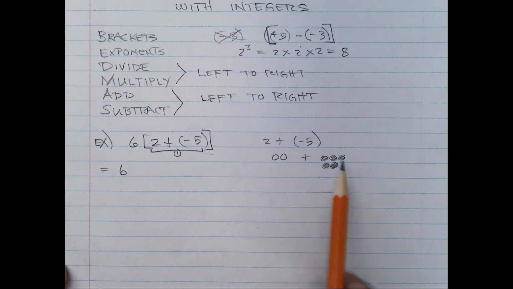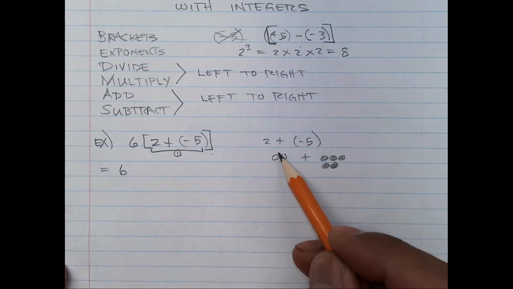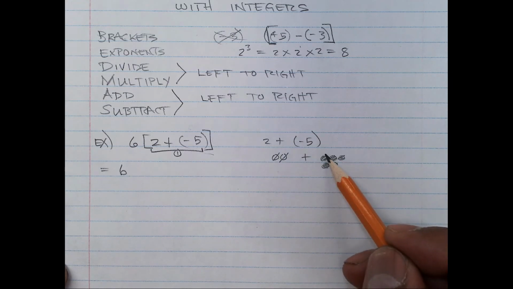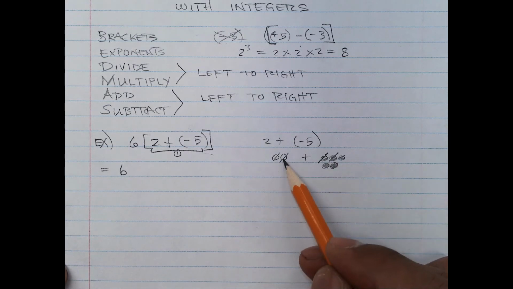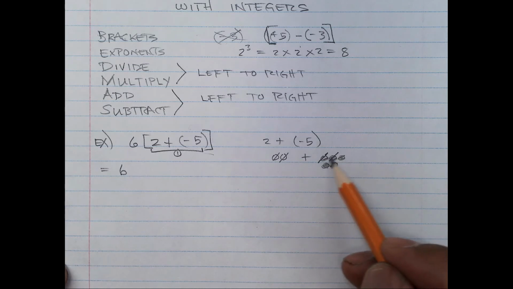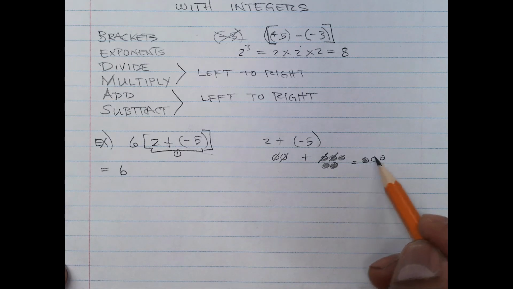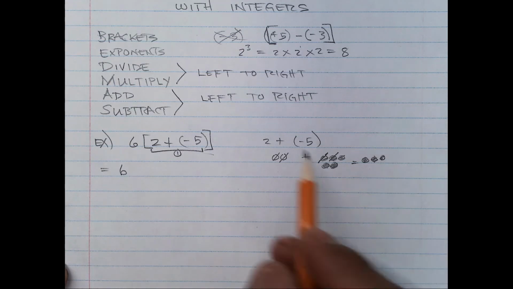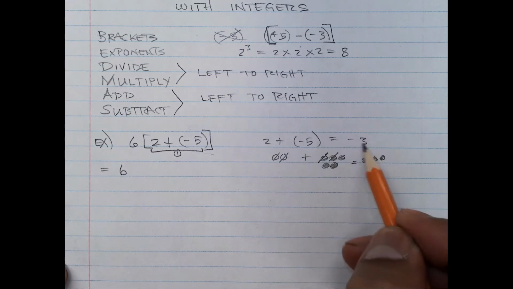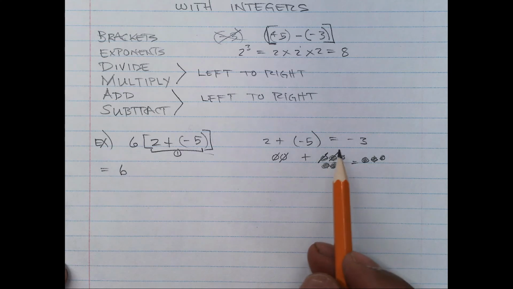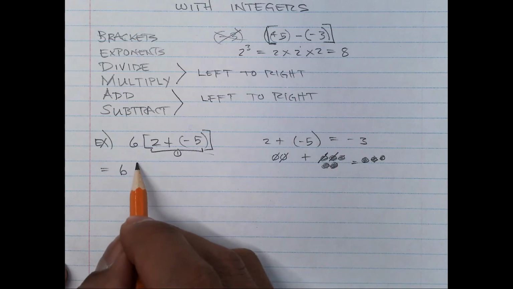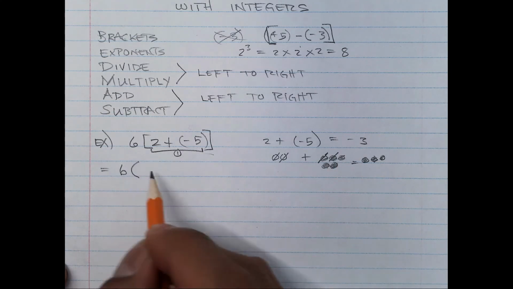Now that you have this as an addition, you simply cancel out zero pairs. 2 of these positives will cancel out with 2 of these negatives, leaving you with 3 negative chips. So our answer for this is -3. You can do this off to the side, or you can use a calculator if you like. So now my answer is going to go down here.